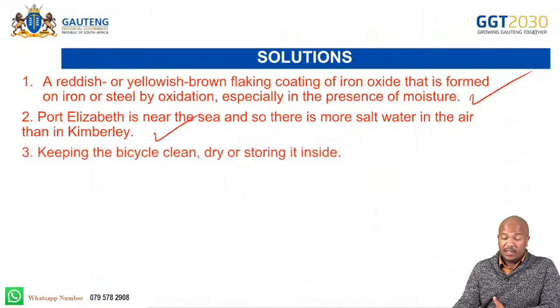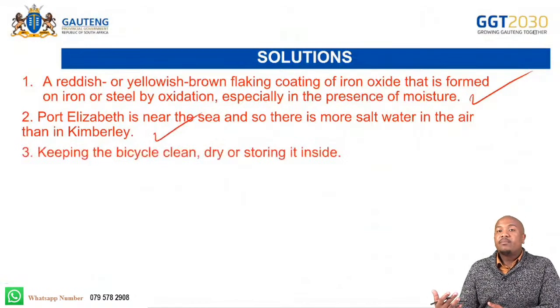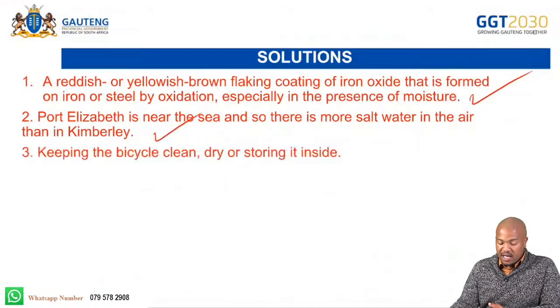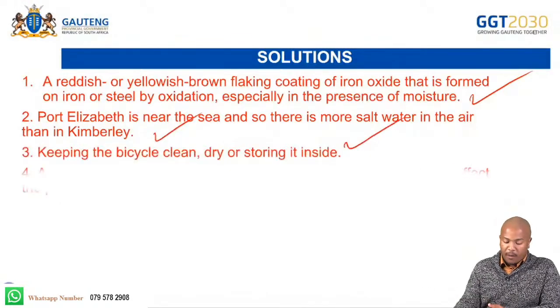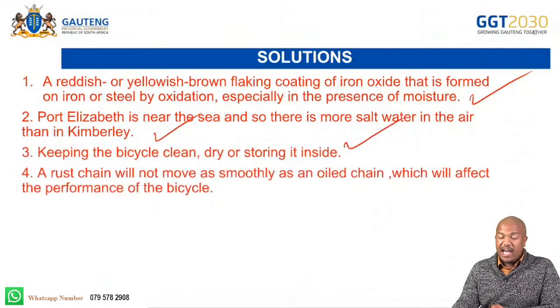Number 3, we can prevent the rusting process by keeping the bicycles clean, dry, or storing it indoors. Some can talk about painting the bicycle, galvanizing the bicycle, chrome plating, and so on. And number 4, a rusty chain will not move as smoothly as an oiled chain. So definitely this will affect the performance of the bicycle.